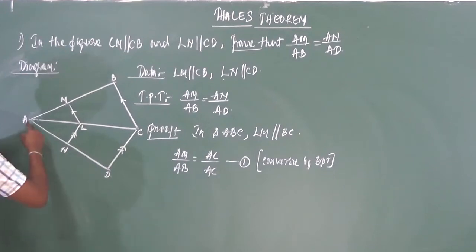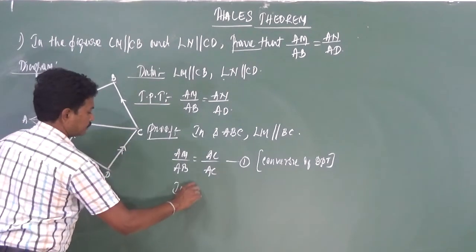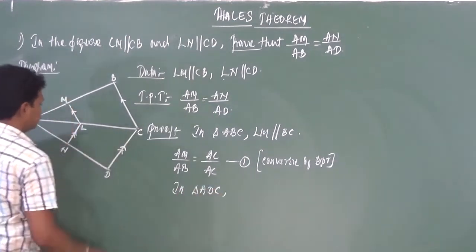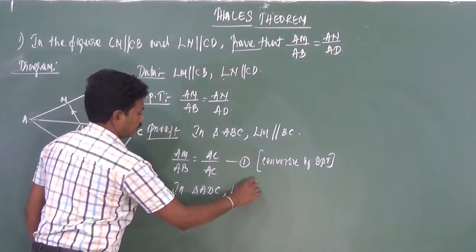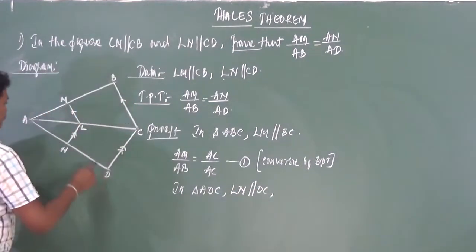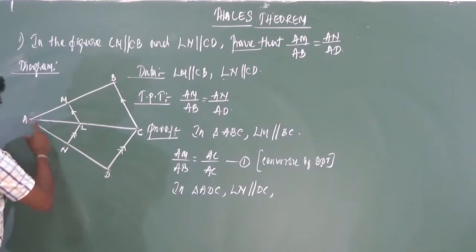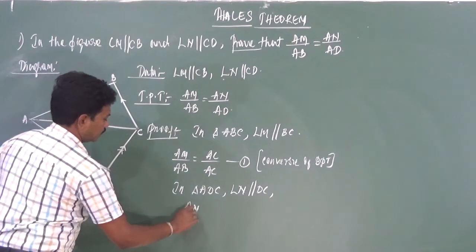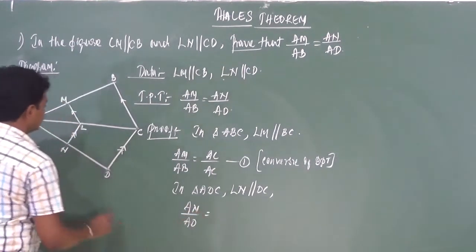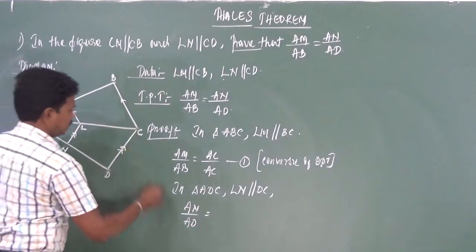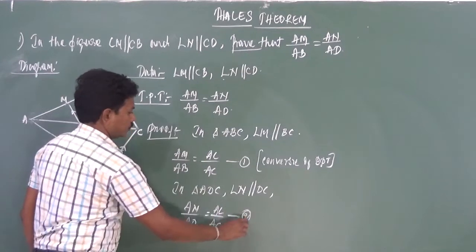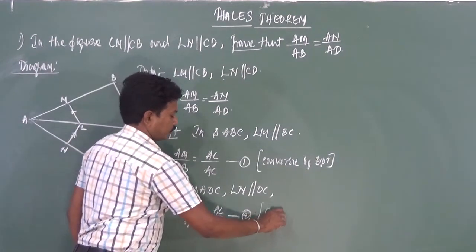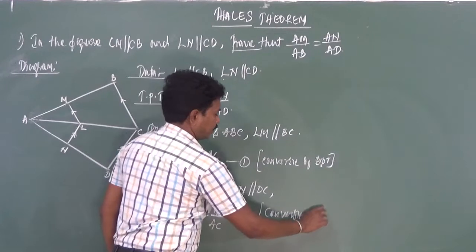So let us go with the second triangle. In triangle ADC, LN is parallel to DC. So now AN by AD is equal to AL by AC. Take it as equation 2. This is also according to the corollary of BPT.